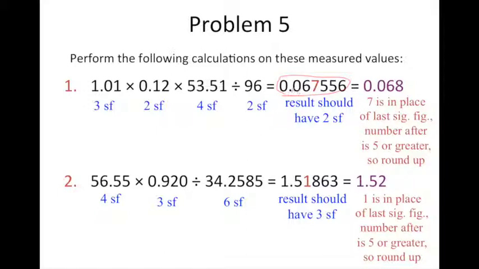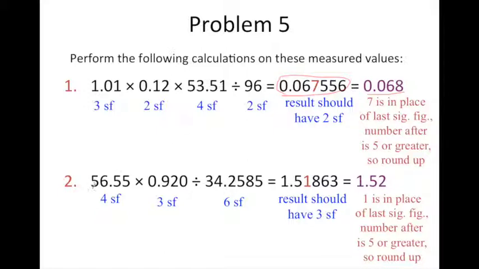So we want 0.067, and this is a 5, so we'd round that up to 0.068. Again, these zeros in front are not significant. Be sure you remember your rules for determining sig figs.